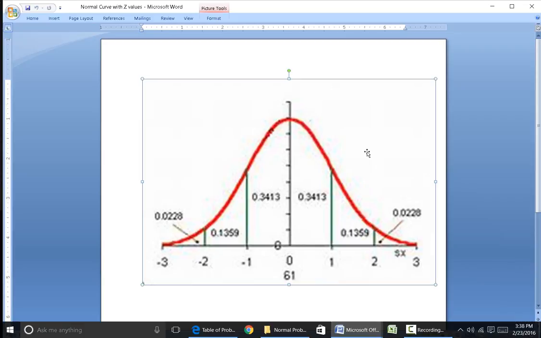Okay, so the alternative would be to use either a table or a calculator. So I will go over both. I'll start off using the table, and then in a later video I'm going to look at the same types of problems and show you how to do it on a graphing calculator. So let me go back over here.